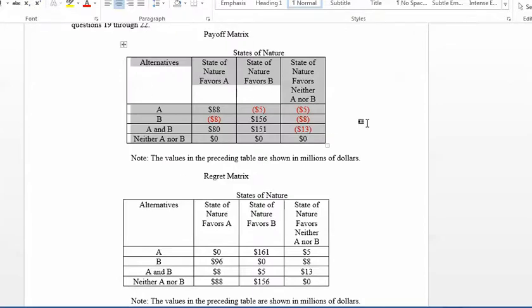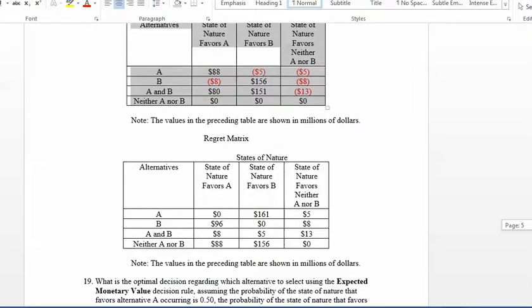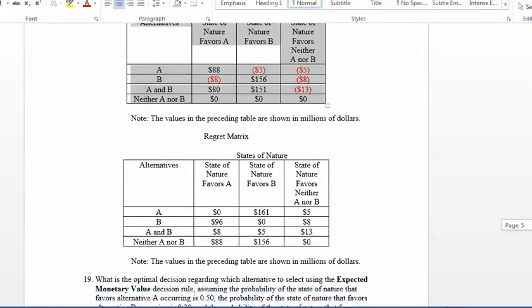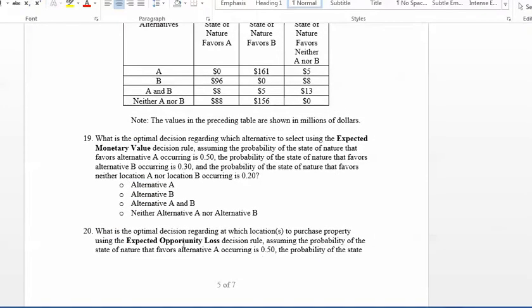It gave you the payoff matrix, and it also gave you the regret matrix. So in number 19, which we already did, you use the original payoff matrix. And then in number 20, it asks you, well, what's your expected opportunity loss?